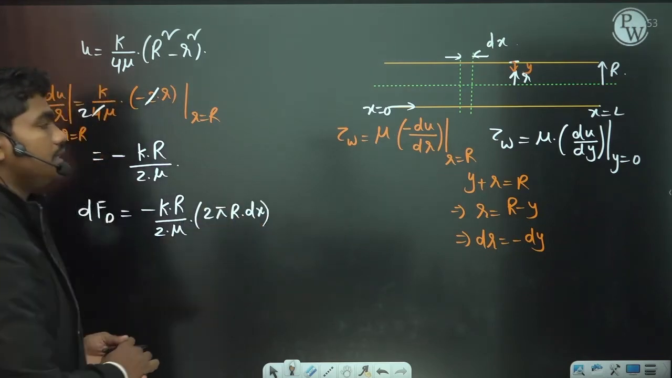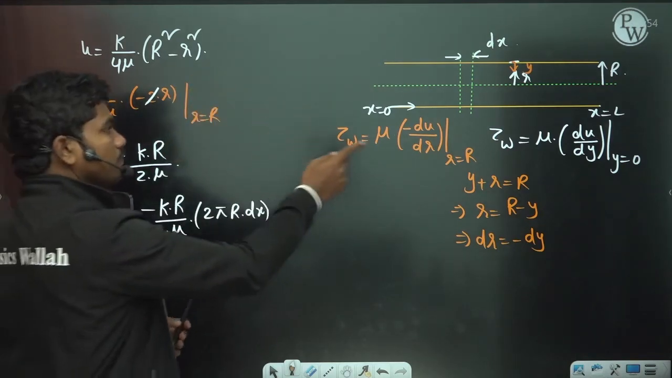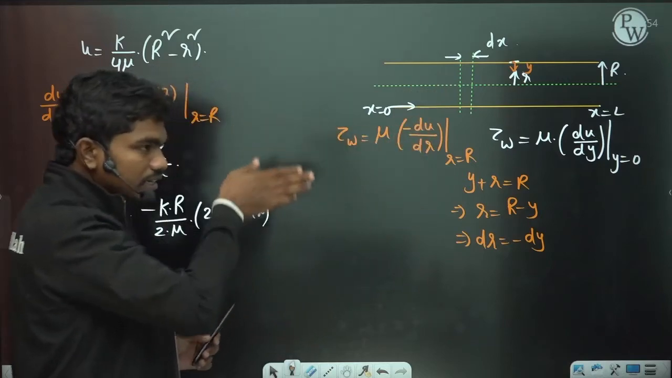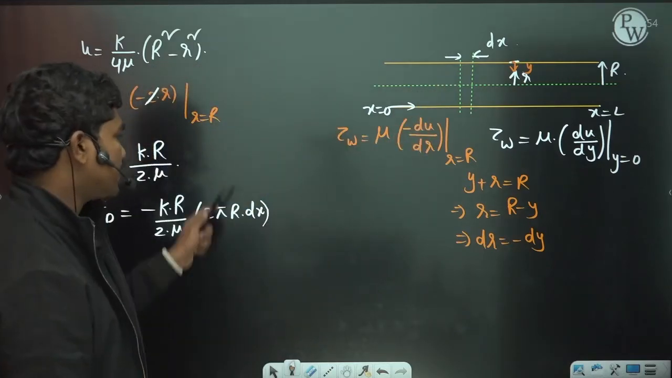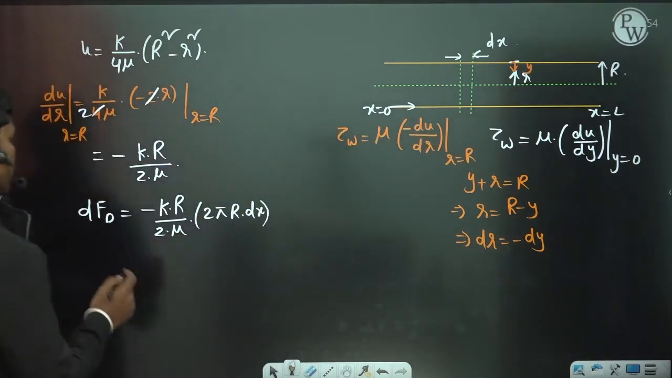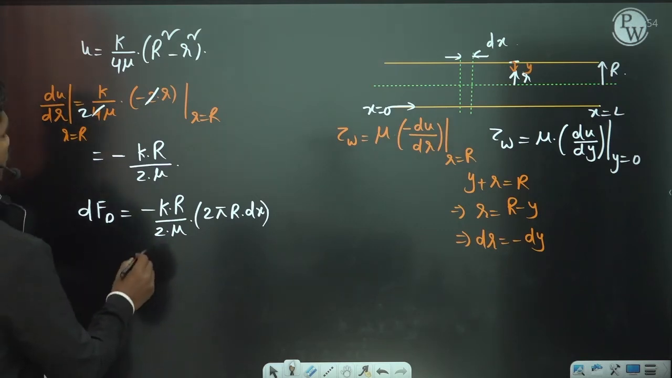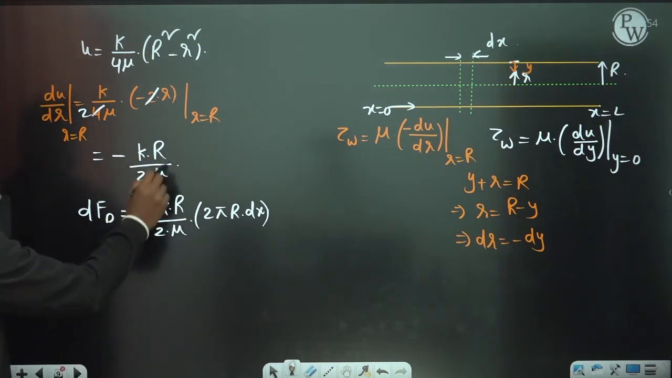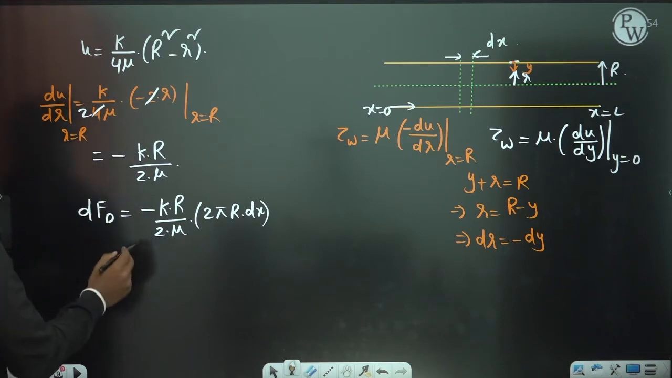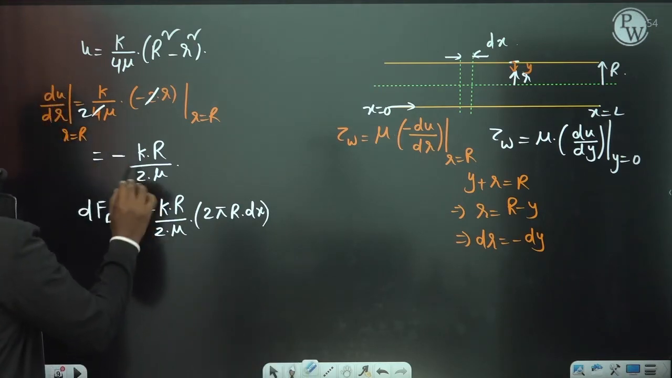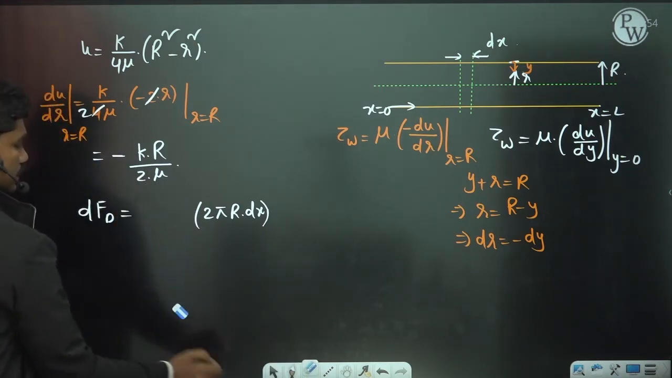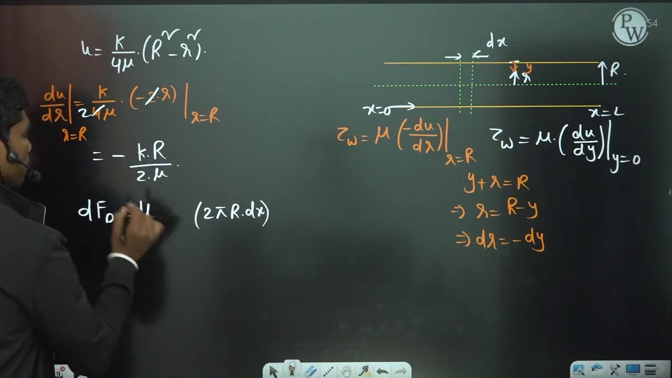This is the area that will be in contact, because 2 pi r is the circumference and dx is the thickness. So internally the fluid touches the pipe for a surface area of 2 pi r into dx. If you want to calculate the total drag force, this is du by dy, here du by dr. Shear stress is actually equal to mu into minus du by dr.